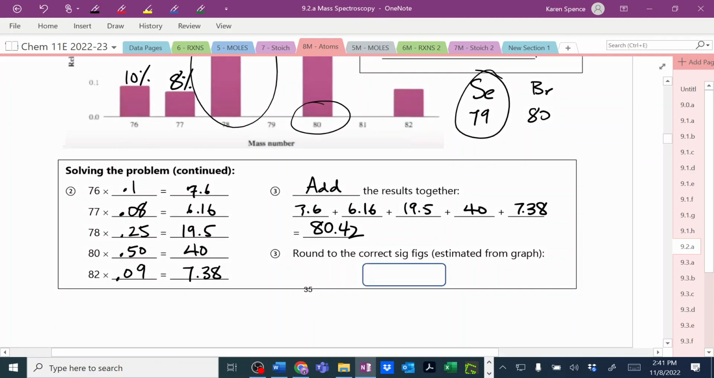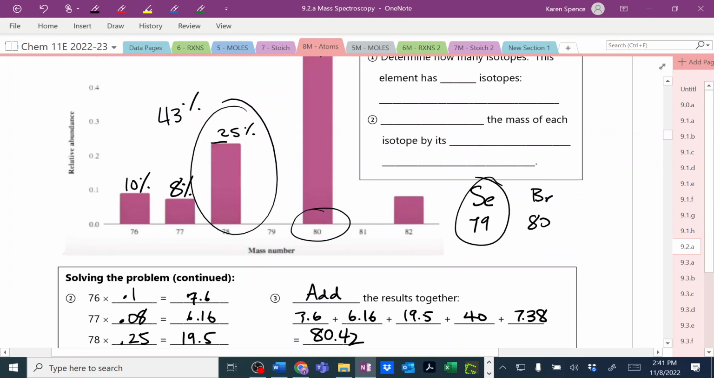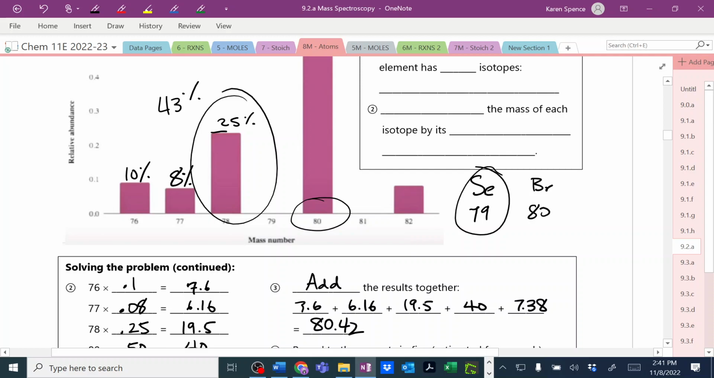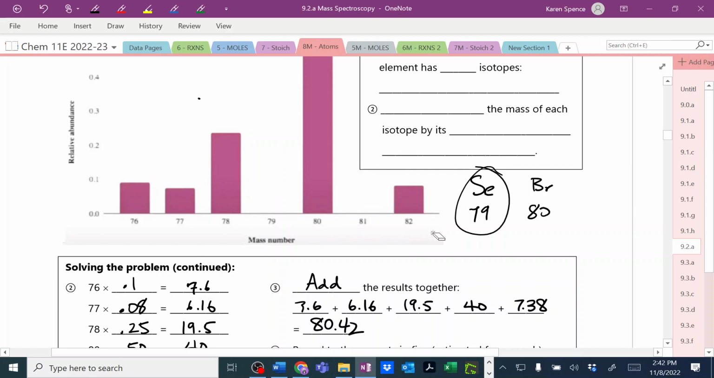Huh? The video said it was selenium? Oh. Okay. Okay, well, that's fine. I would go with the video's numbers because they're probably better than mine. Right? Yes.